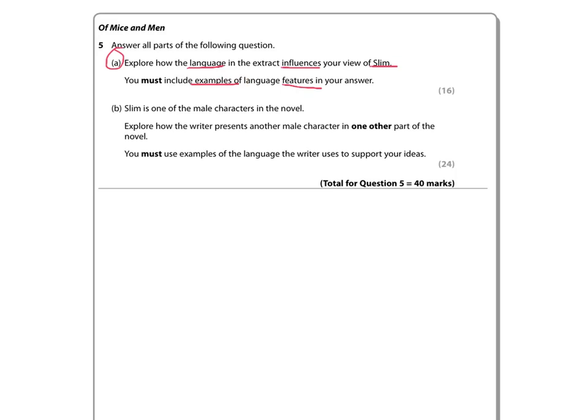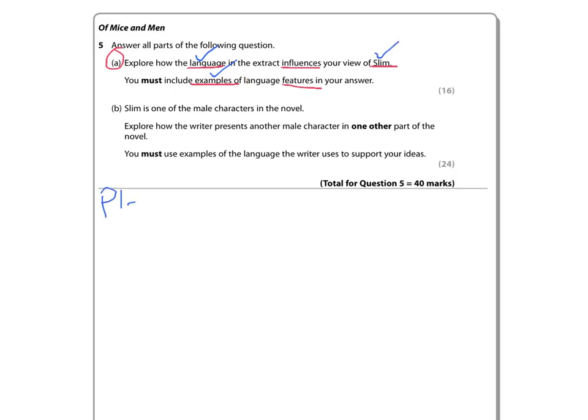Now section A is only related to the extract that they have given you. So they're asking you, same as you would for your poetry exam, to select language features from that extract. Following this, you need to go back to the question, double check that what you annotated relates to that. So I know for a fact that I've picked out some language, that I know which examples I'm going to use, and I know that I'm focusing on the character of Slim.